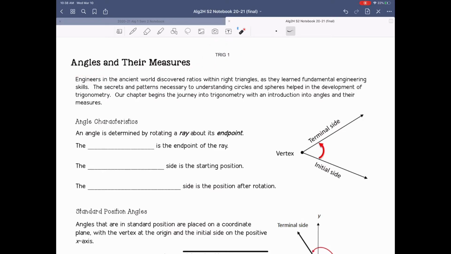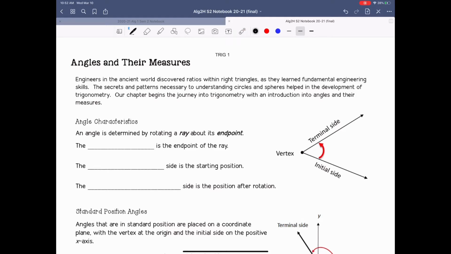Now, before we jump into trigonometry, I do want to give you some brief context, and I want to talk about the historical applications of trigonometry and how trigonometry was developed. So, engineers in the ancient world discovered ratios within right triangles as they learned fundamental engineering skills. The secrets and patterns necessary to understanding circles and spheres helped in the development of trigonometry. Now, our unit on trigonometry is going to start with a brief introduction into angles and their measures.